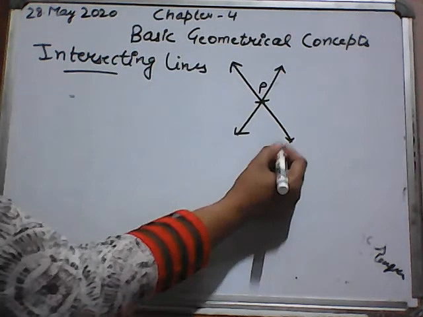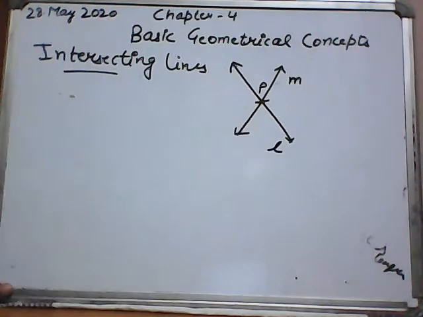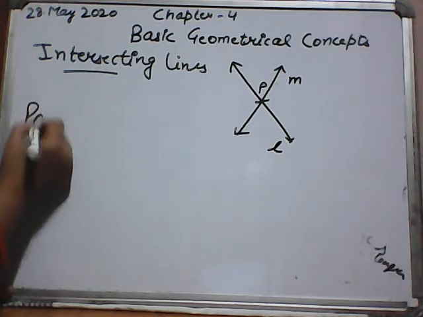Lines can be represented by small letters, line L, line M. In this figure, line L and line M have only one common point P. If two lines have a common point, then these lines are known as intersecting lines. Next one is parallel lines.